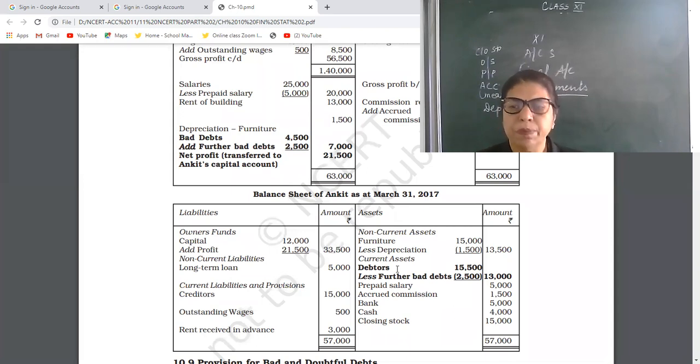As you know, every adjustment gives a minimum of two sides effect. This further bad debts will be shown in the debit side of P&L because this is the loss for the business, as debtors are not giving money. As well, it is to be minus from debtors because it is new bad debts or further bad debts, and the value of debtors is reducing.